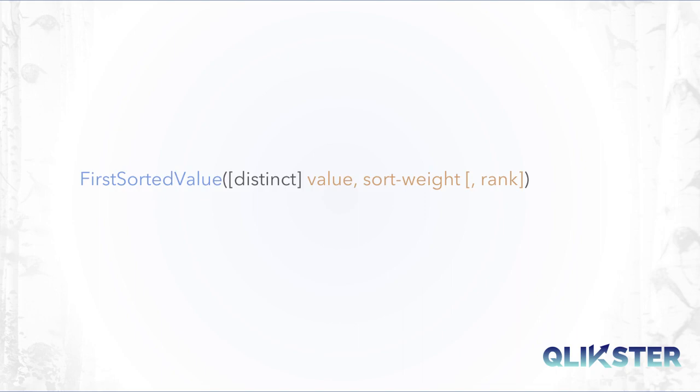The function returns the value of the column value, where the column sort weight has its lowest value. The rank argument can be used to get the second lowest, third lowest, and so on value of the column sort weight. I think it's easiest to understand this function by examples.